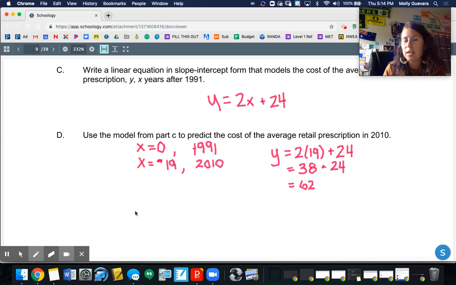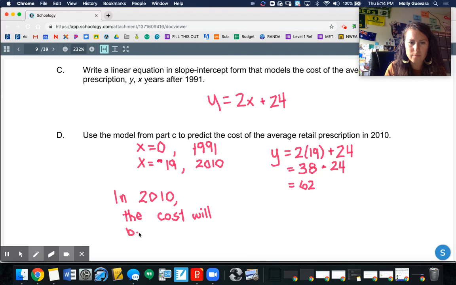So again, because this is a real world problem and you need a sentence answer, we can say in 2010, the cost will be $62. Which is like crazy expensive.